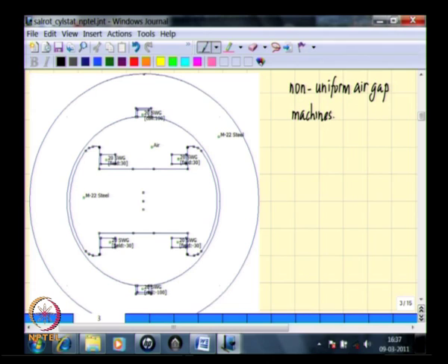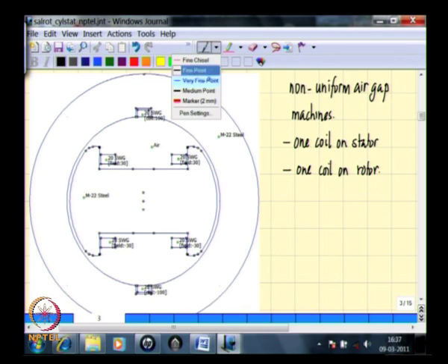So in such a machine, how do we derive expressions for inductances? Again, we are interested in looking at one coil on the stator, and we are having one coil on the rotor.